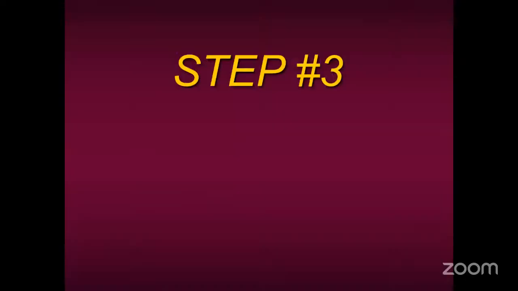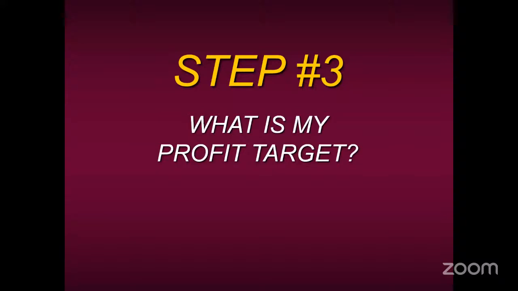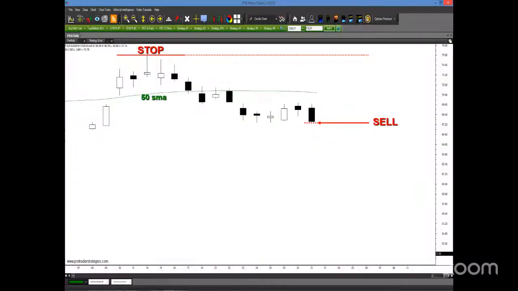Step number 3, what is my profit target? Well, once again, this is determined by how much we're going to lose if we're wrong. So if we went short right here, let's say we bought the puts or we went short and we had to cover up here, we had to get out of the trade. Remember, this is based on what the market you're trading is doing, not off what the option is doing or the future, whatever you're trading, just based off points. How many points would you be losing? In this case, it would be 8.20 points.